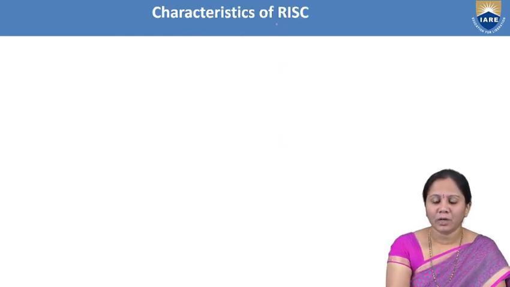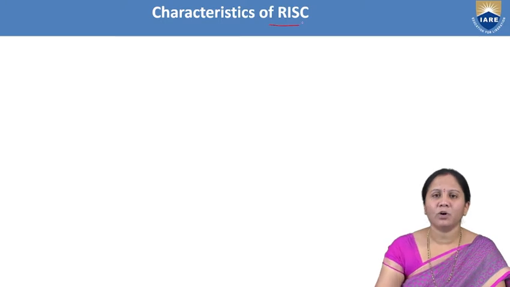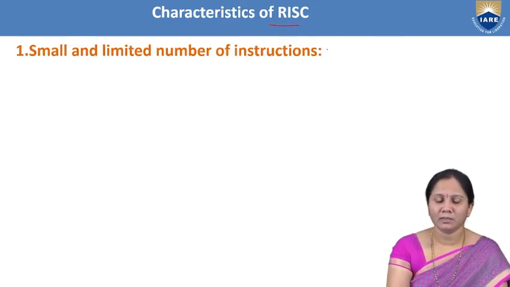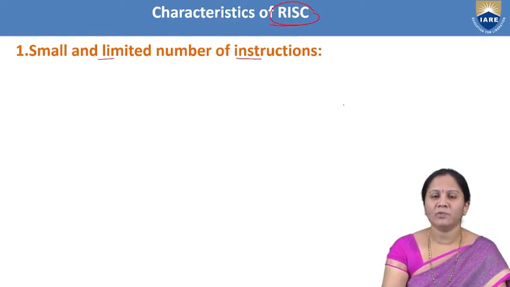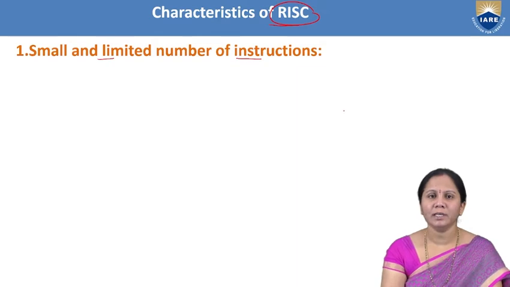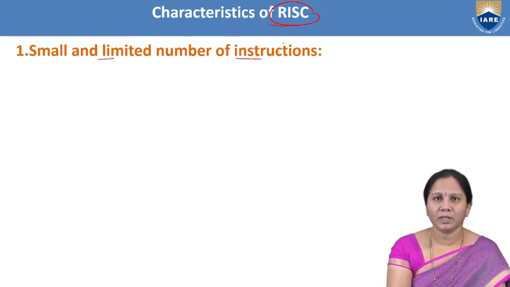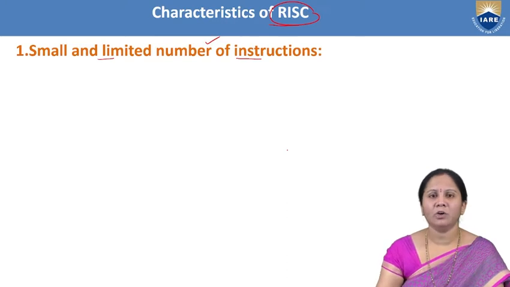Now, coming to the characteristics of RISC. The first characteristic is a small and limited number of instructions. The name itself says it: RISC stands for Reduced Instruction Set Computing. It says that the instruction set is very simple and fewer instructions are available, and the instruction operation is also very simple.